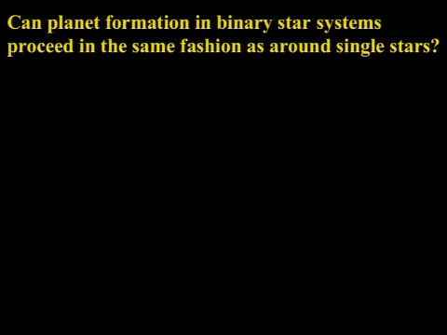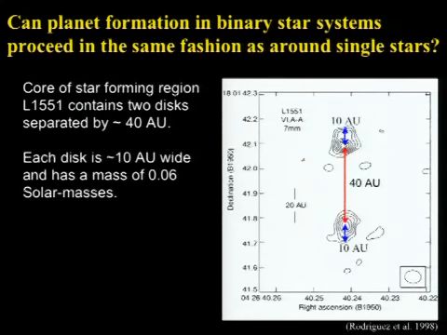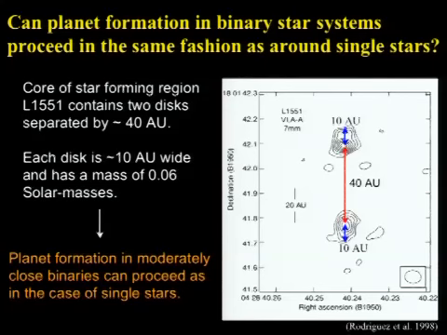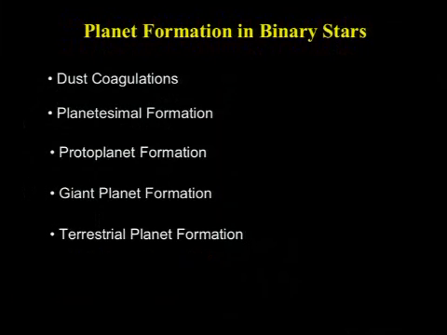And whether that formation will go the same way as around single stars. And like I said, if you ask those who work in this field, they say, well, there are systems like that. And the separation is long enough for each disk to do its own thing. The disks are massive enough to form giant planets. They're also wide enough to have enough material to form planets. So the answer to that question apparently is yes, we can take planet formation theories around single stars and apply them to binaries. But the story is not that easy.